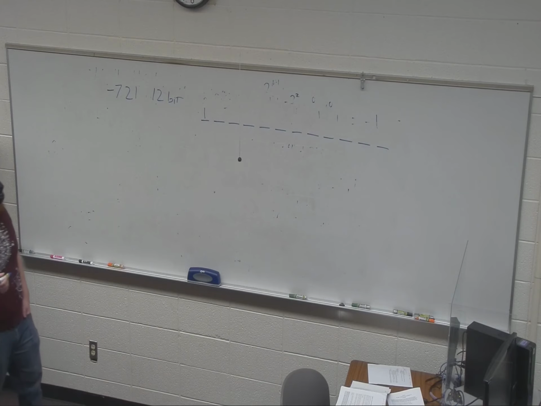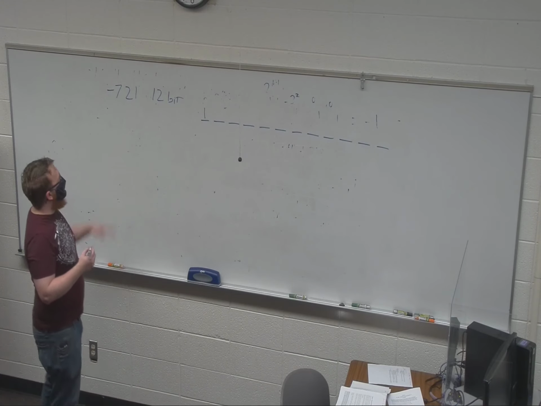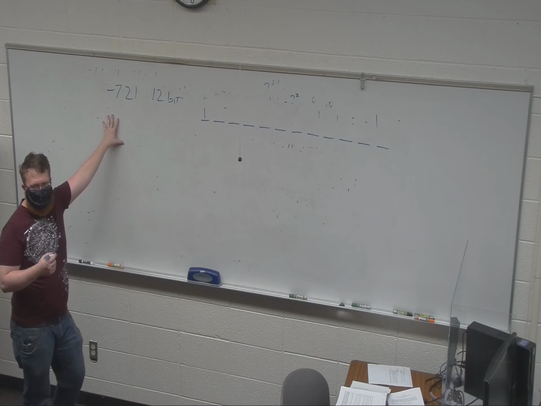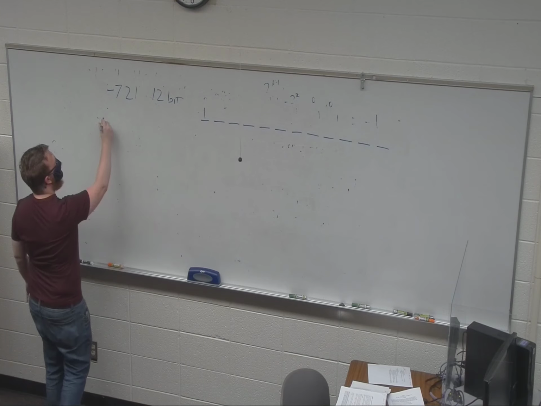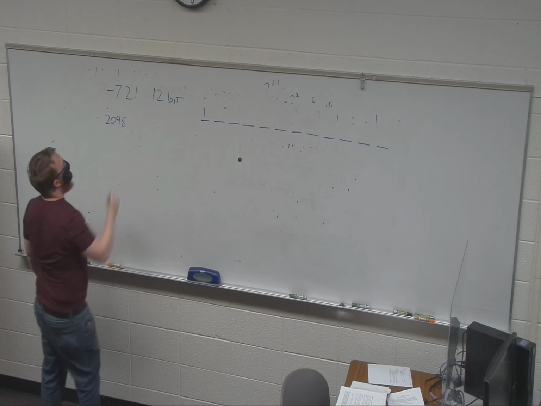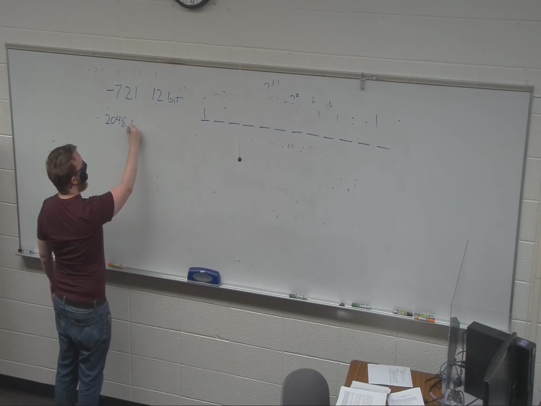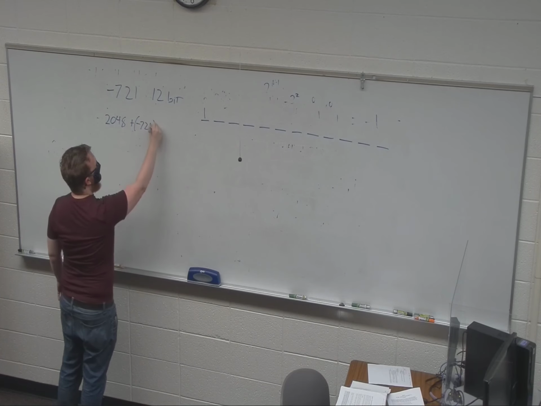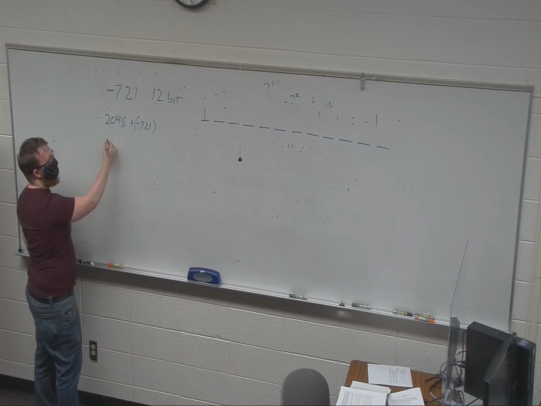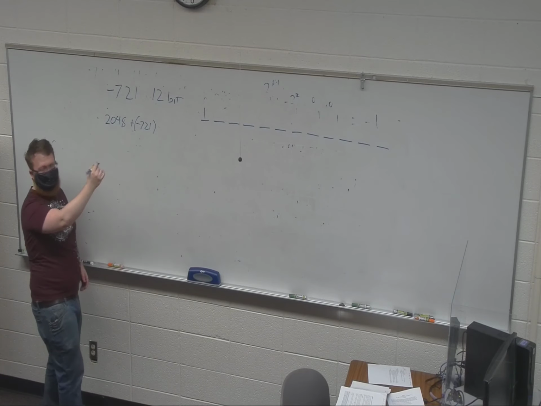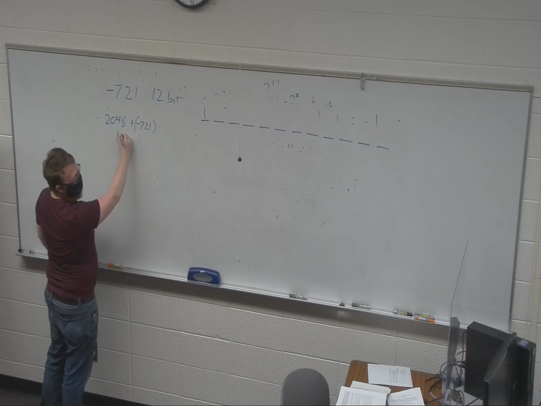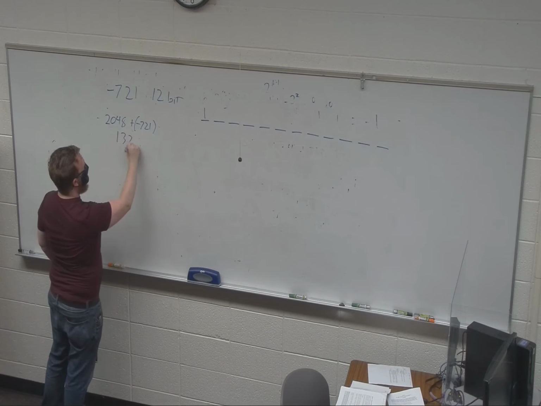So if we know it's a negative, what is our MSB value going to be? 2048. Are we confident in that? Because I'm not even going to double check you. Okay, and then we add that to the -721, which gives us what value? 1,327. 1,327.